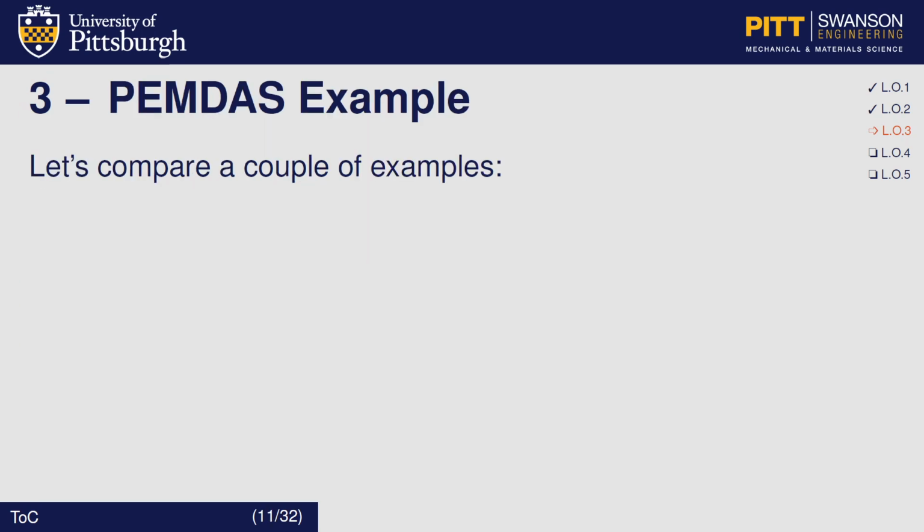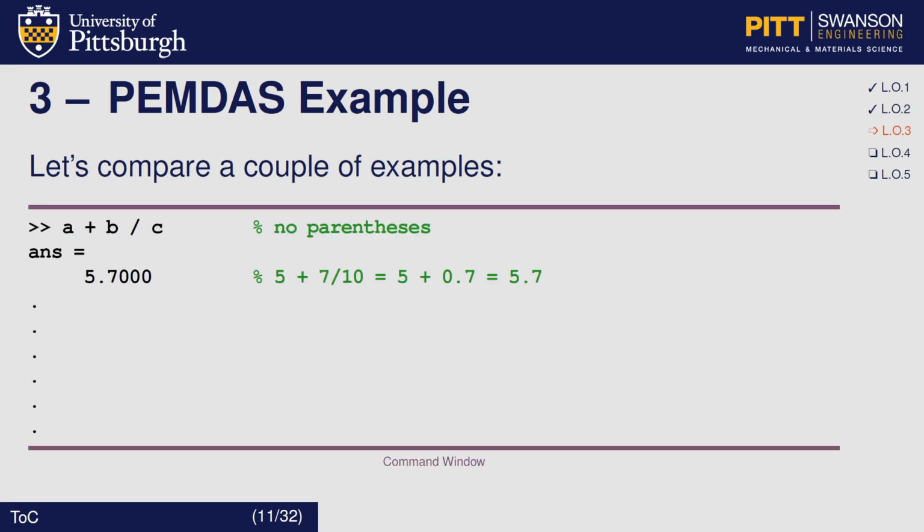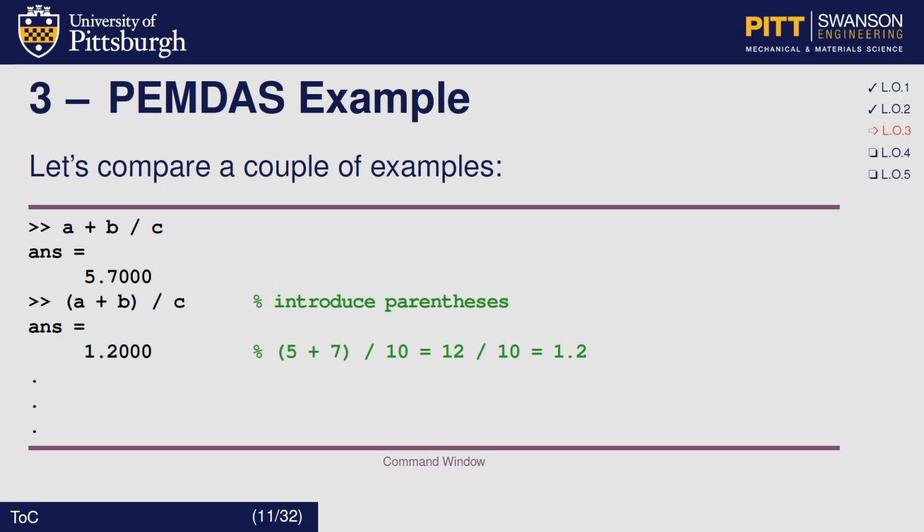To illustrate the applicability of PEMDAS, let's look at some examples. We first take a plus b divided by c without any parentheses. According to PEMDAS, the term b divided by c will be computed first because division is higher in the hierarchy than addition. The result is 5.7. We then add parentheses around the addition term, which forces MATLAB to compute a plus b before dividing their sum by c. This results in 1.2.